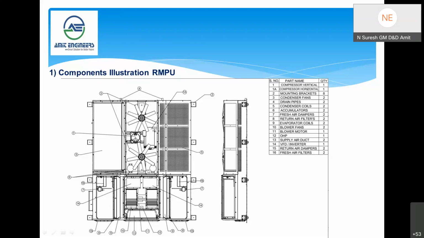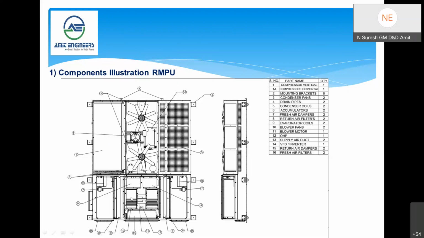There are two accumulators here. These two accumulators can prevent liquid flooding. And there are two fresh air dampers. This is one damper, and here is the other one. Both sides have fresh air dampers. We can discuss more in detail in the coming slides. The function of these dampers is to take in the fresh air.